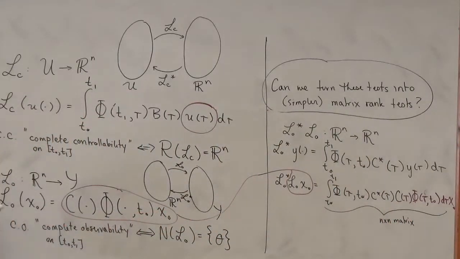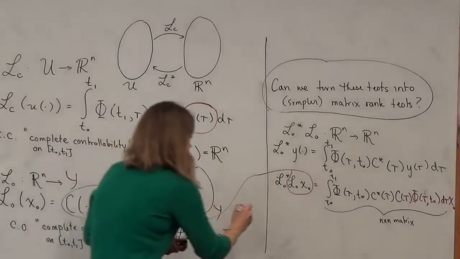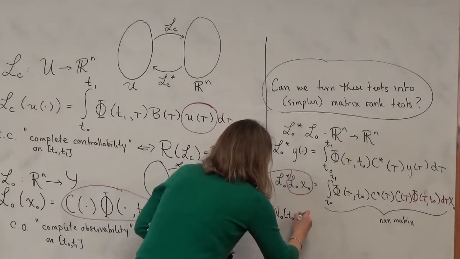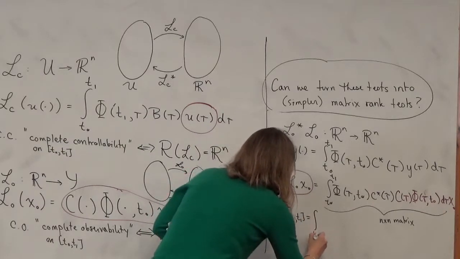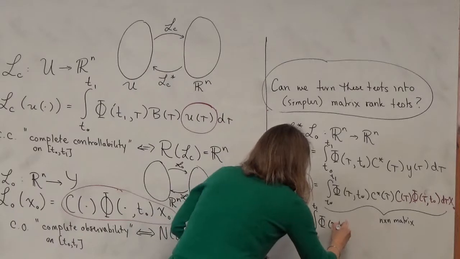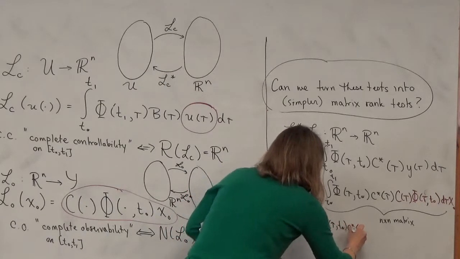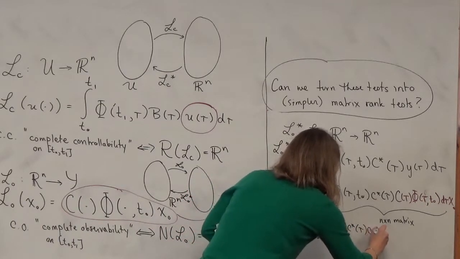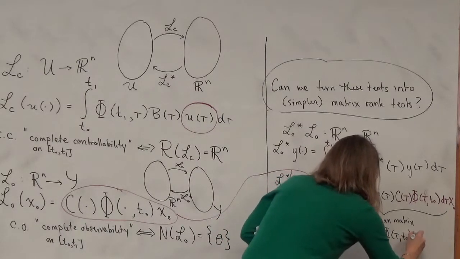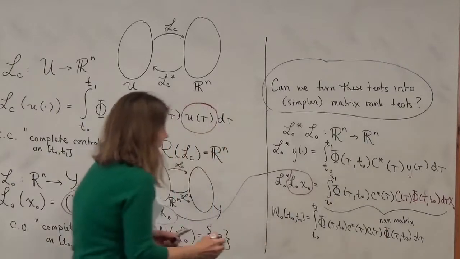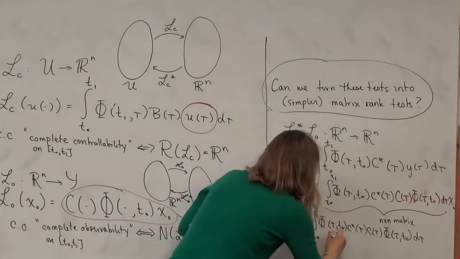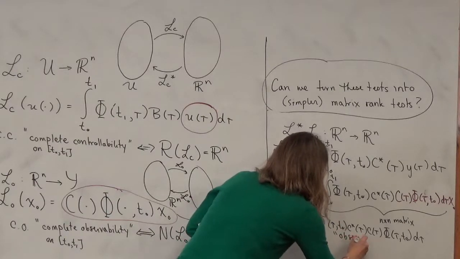It's called the observability Grammian. We call that W sub O. It's a function of the starting time and the final time through the limits of the integral of phi of tau, T0, C star of tau, C of tau, phi of tau, T0, d tau. Just like we called the previous one the controllability Grammian, this is called the observability Grammian.